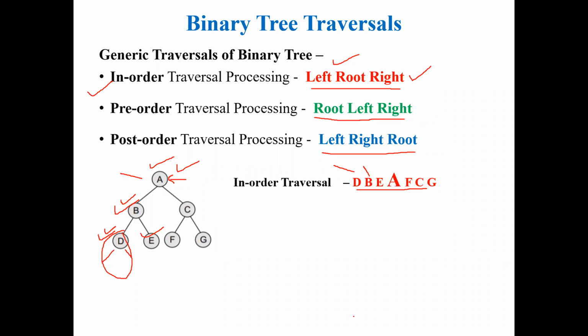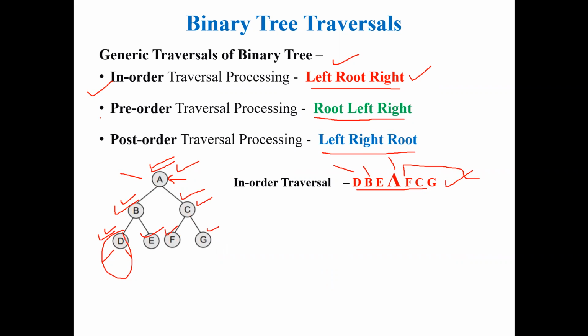Then we come to the right side of it, which is this part. And before that, we go to the root node, which is processed here as A. Then we go to the right part, which is FCG. How is it processed? First, the left part of it is processed, which is F. Then the root node of this is processed, which is C. Then the right node of this is processed, which is G. So this is how we get the in-order traversal of a binary tree.